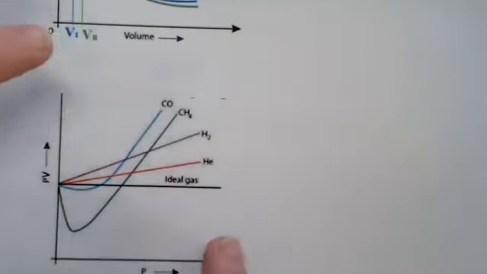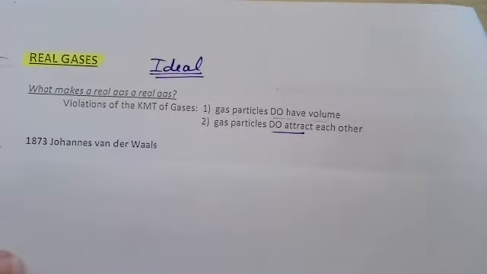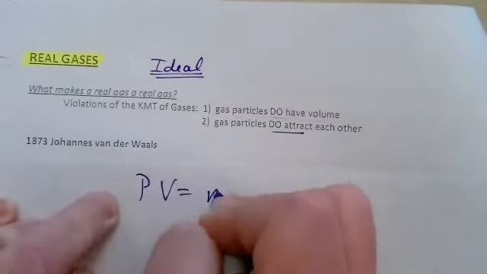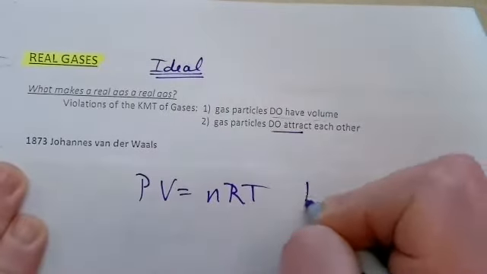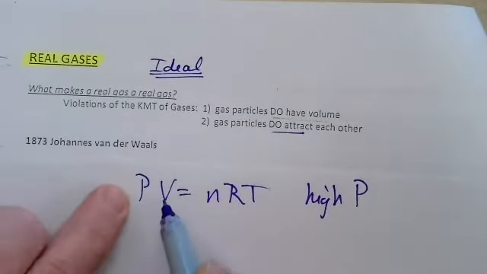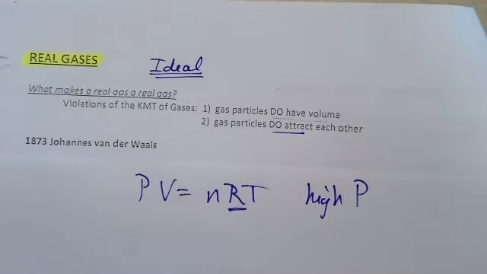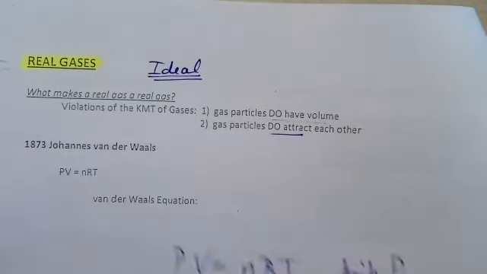So we do deviate. Along came Johannes van der Waals, and I believe he was just fed up with, okay, PV equals nRT, especially at high pressures. Real gases don't obey this. If I take their pressure times their volume, it will not equal moles times this constant times temperature. So what we have is the van der Waals equation.